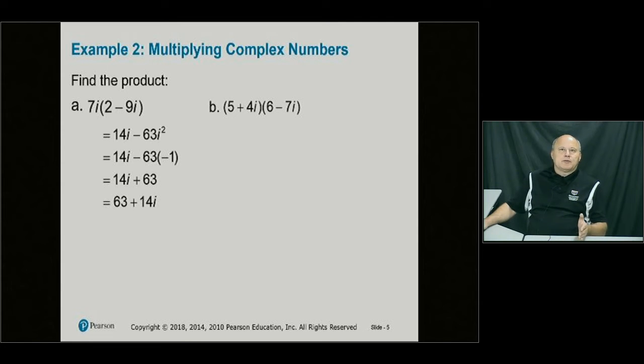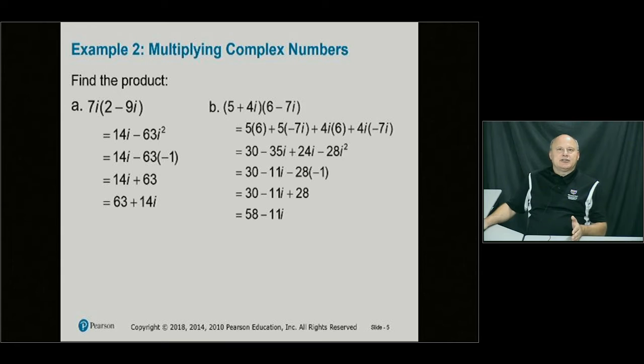Because when you multiply the 5 times the 6, that's the F, and then when you multiply the 5 times the negative 7i, that's the L. When you multiply the 4i times the 6, that is the inner, the I. And then when you multiply the 4i times the negative 7i, that is the last. So that's the L. So first, outer, inner, last. Okay, so that's how that works.